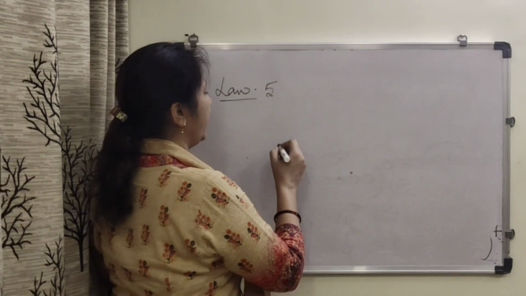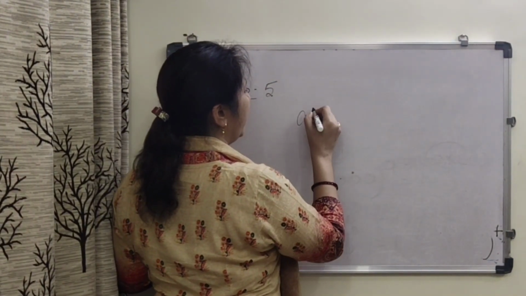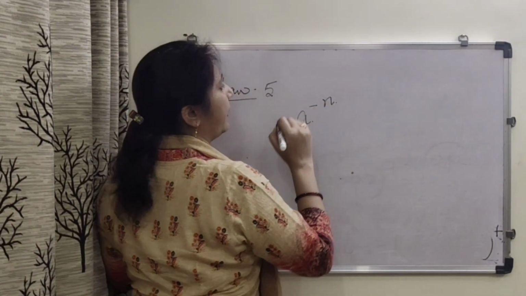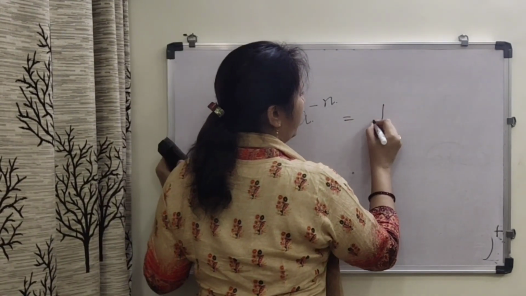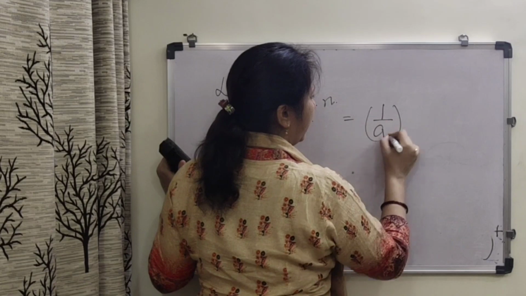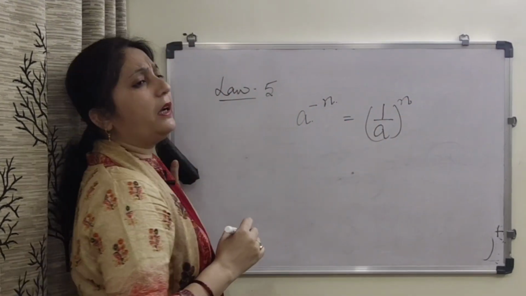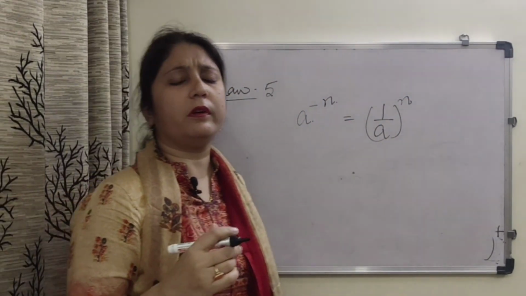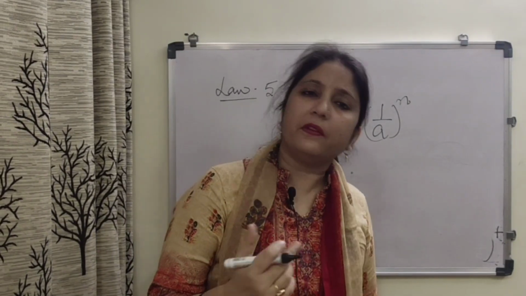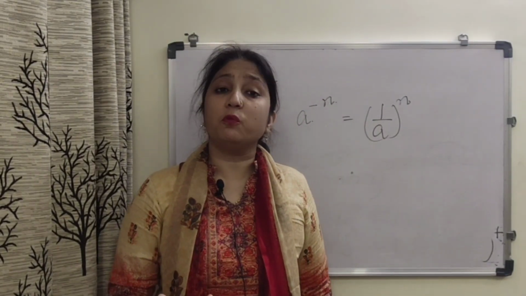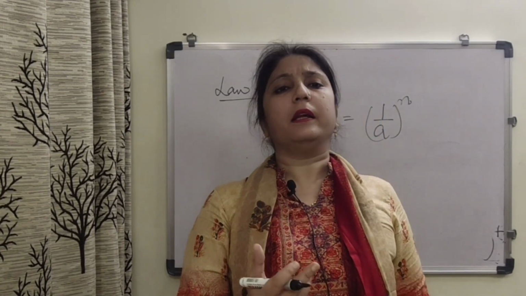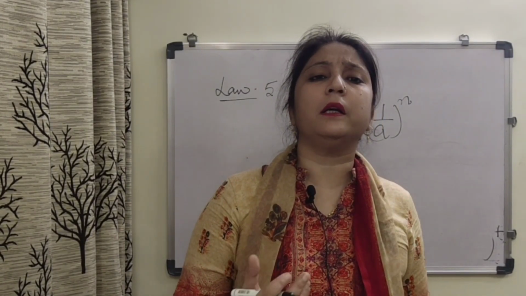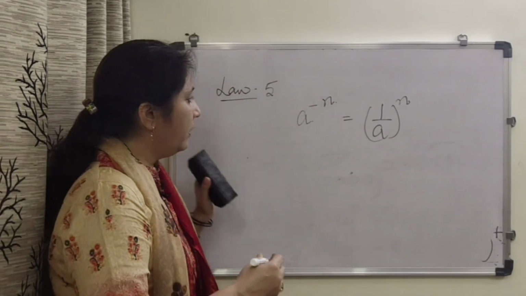If you have negative exponent, that means a to the power minus n, we can express it as 1 by a to the power n. We can convert negative exponent into positive by taking the reciprocal of the base. Very interesting. You simply reciprocate the base and the exponent will automatically turn into positive.